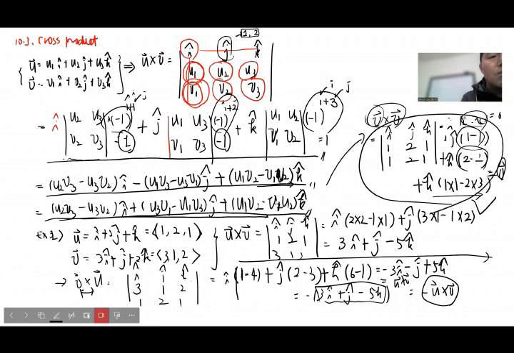So let's take a look at the properties of the cross product. It will help you understand how it works with other types of vector operations. Number 1, algebraic properties of the cross product. As I already showed you, the cross product of two vectors is the same as minus the cross product in the opposite sequence.